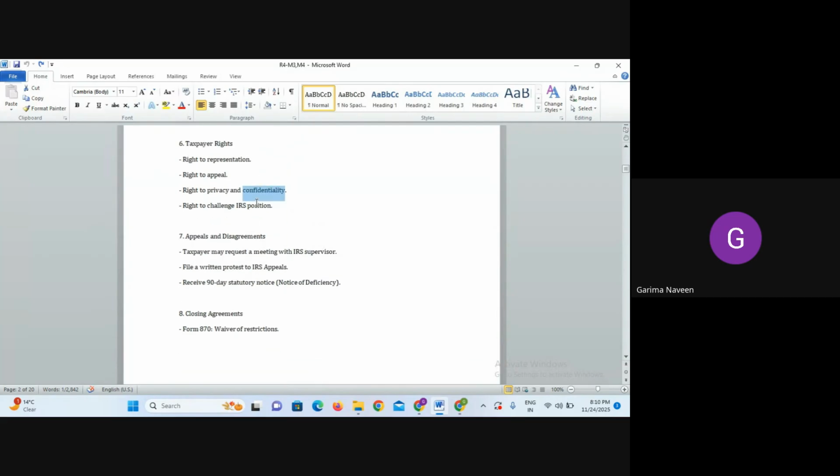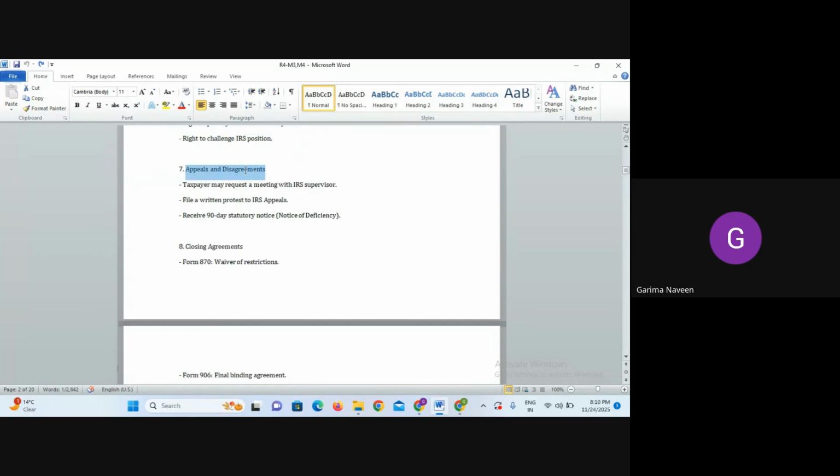Okay. So next is appeal and disagreement. Appeal and disagreement means if the IRS sends you a notice regarding certain changes in your tax return, then the taxpayer may request a meeting with an IRS supervisor. Like if you want to discuss something, then you can have a meeting with the IRS supervisor. File a written protest to IRS appeal.